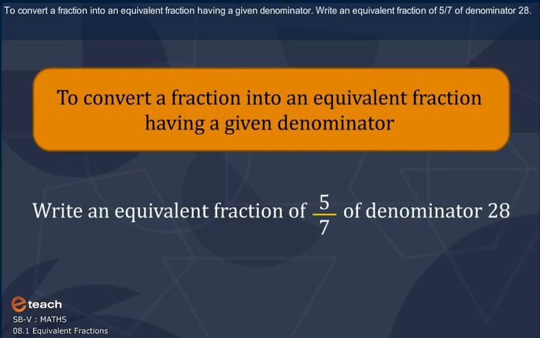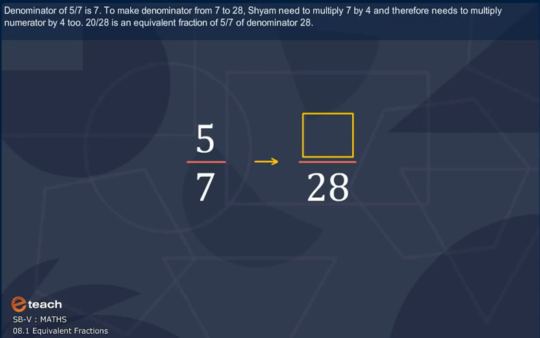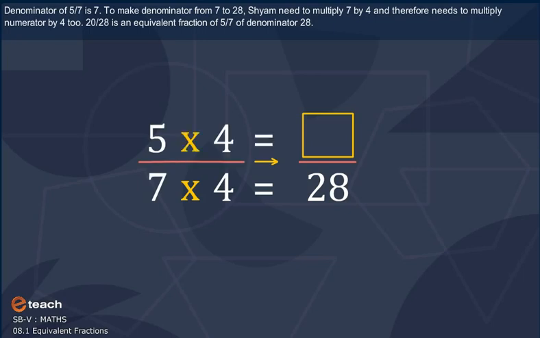Write an equivalent fraction of 5 by 7 of denominator 28. Denominator of 5 by 7 is 7. To make denominator from 7 to 28, Shyam needs to multiply 7 by 4 and therefore needs to multiply numerator by 4 too. 20 by 28 is an equivalent fraction of 5 by 7 of denominator 28.